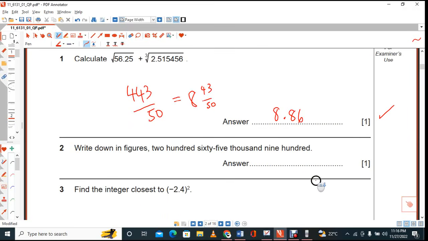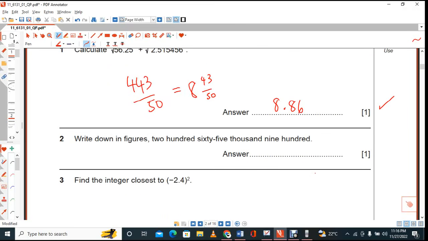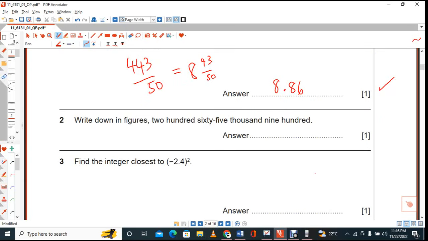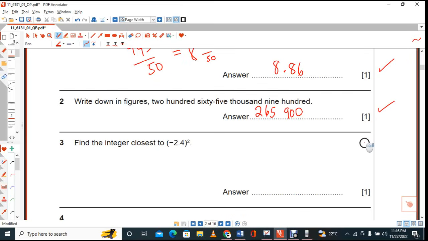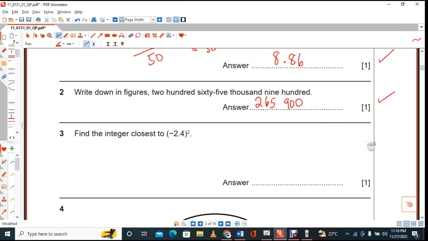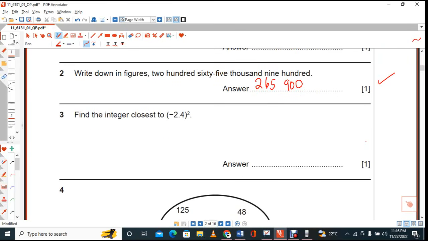Write down in figures 265,900. Okay, so again, it's 265,900. We are seeing a lot of decimal points being used. Please, people, just remember you can use a comma to separate thousands, but otherwise everything should be fine.